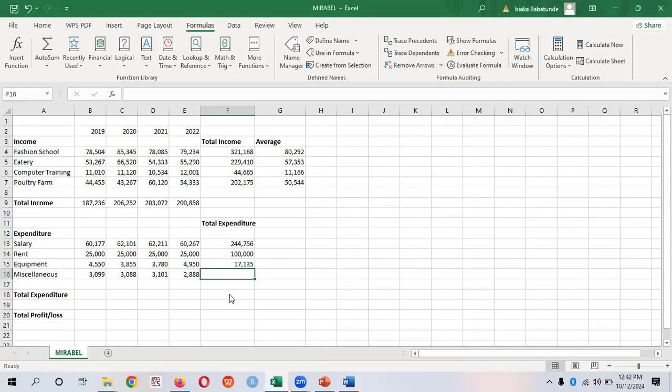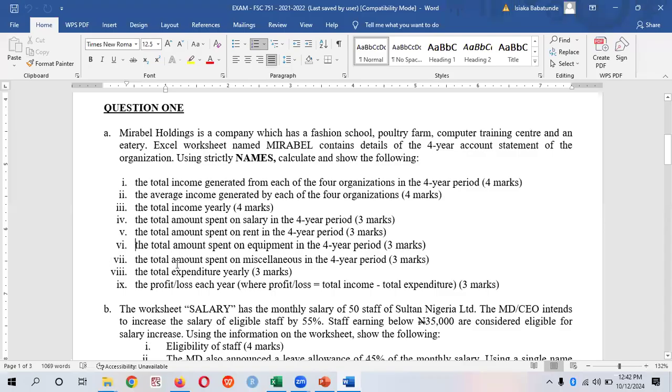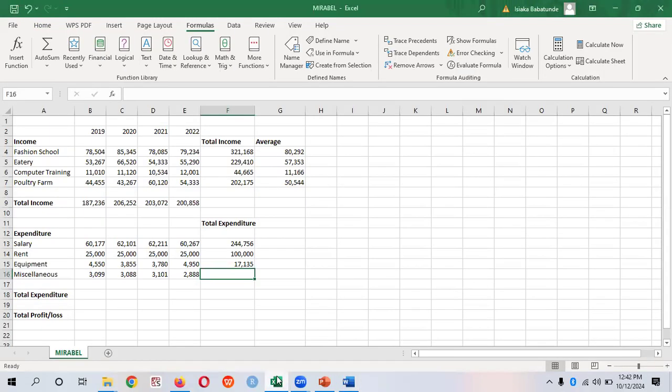Then let's go back to the question. Let us answer question 7. Total amount spent on miscellaneous in the 4 year period. Let's go back to this Excel sheet. On miscellaneous, the company spent 3,000 in 2019, 3,000 in 2020, and the rest. So let's find the amount of money spent on miscellaneous. Okay, so we come here, equal sign, this plus this plus 2021 plus 2022, then click enter. So the company spent 12,176 naira on miscellaneous for the period of 4 years.